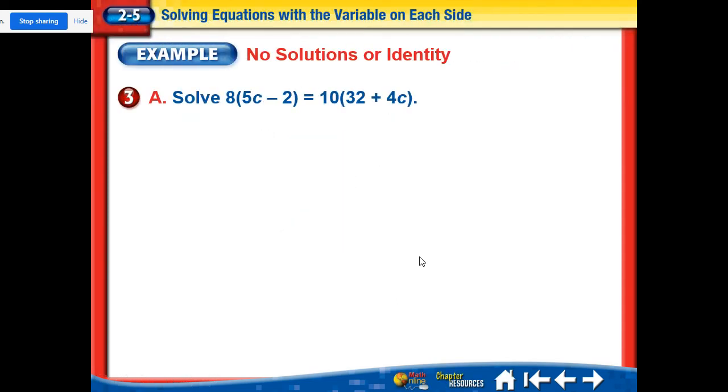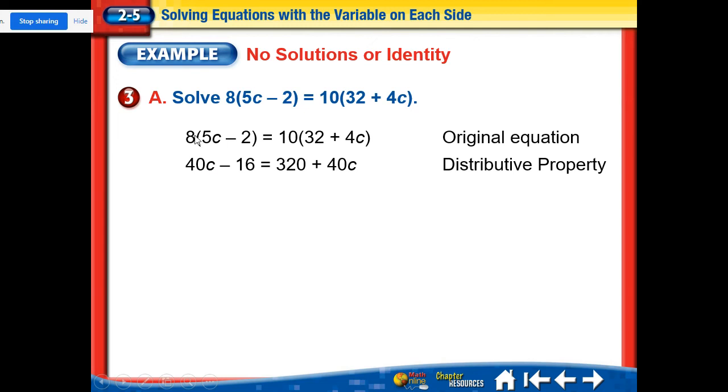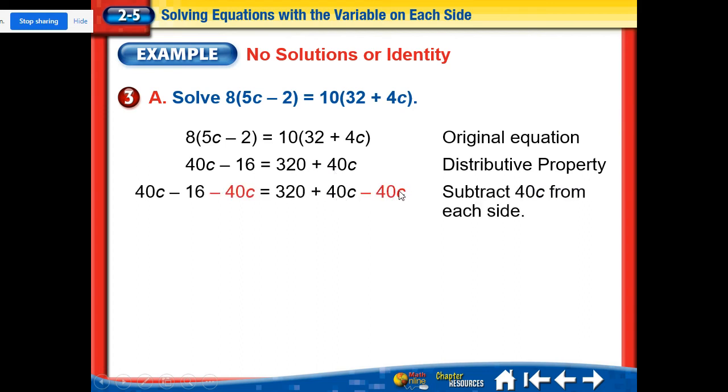All right, let's talk about those other possibilities. No solution or all reals or the identity, an infinite number of solutions. So let's distribute here and see what happens. So I'm going to go ahead and distribute, and I get 40c and negative 16. And over here I get 320 plus 40c. Now I'm going to do my minus 40c. But if you notice, I'm minusing 40c from here, but when I do it over here also, both of them cancel out. They're both 0. So I'm left with a negative 16 and 320.